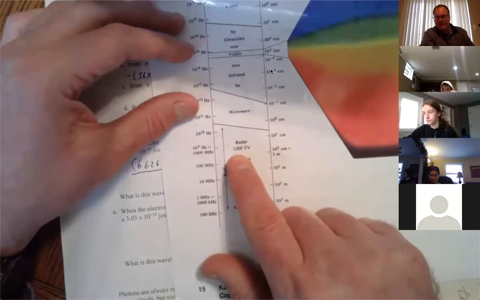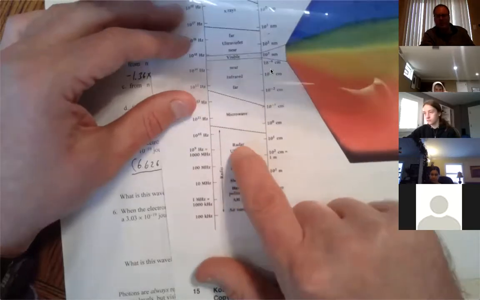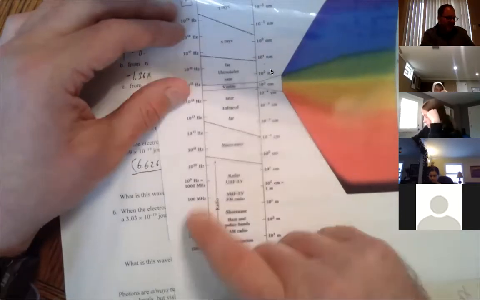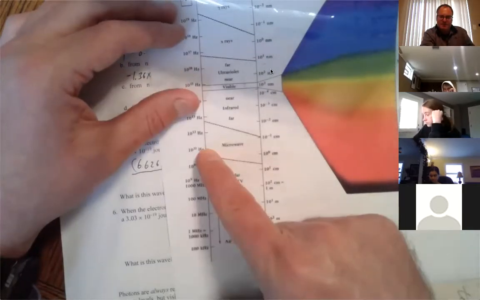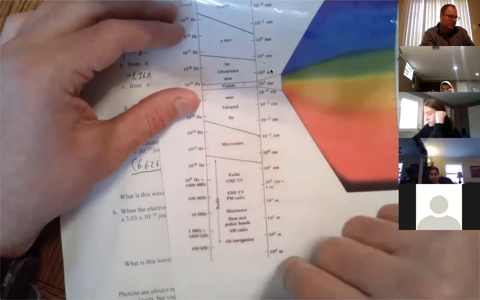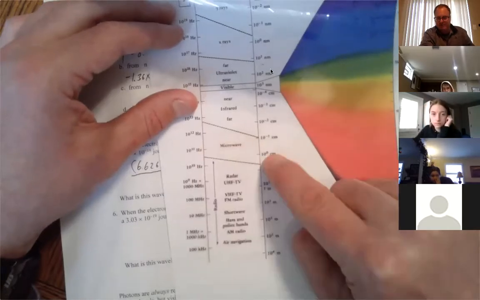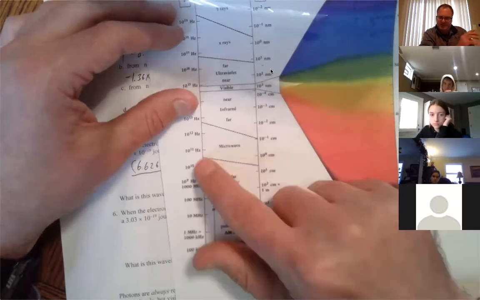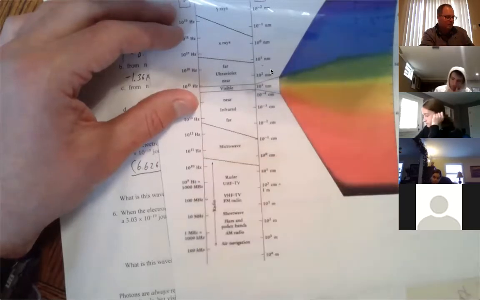And then you have radar, and then you have microwave radiation. And keep in mind, we are getting higher and higher in frequency, which means we're getting shorter and shorter in wavelength. The shorter the wavelength, the higher the frequency because of that speed of light equation from before.